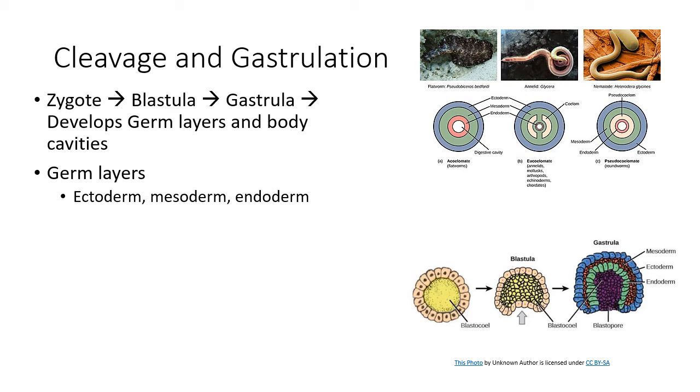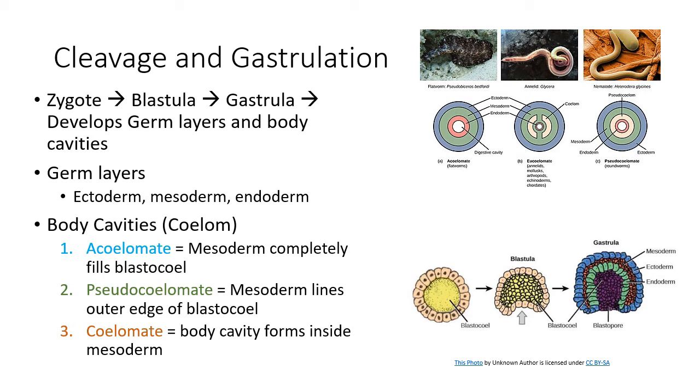And then I also want you to notice the blastocele. The blastocele then is the inner part of the blastula, which is the space. And those will then eventually form the coelom, or the body cavity. You can have an acoelomate, so you see that up here in the acoelomate. The mesoderm takes up the whole coelom, so there is no body cavity. There are different organisms with that.